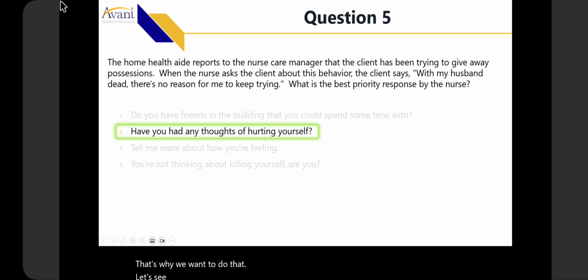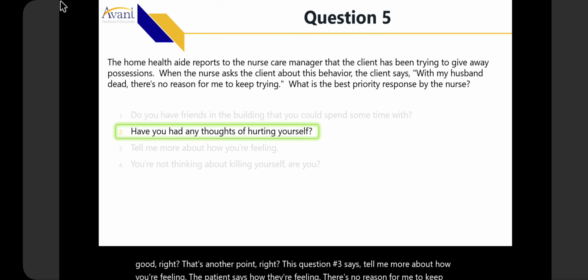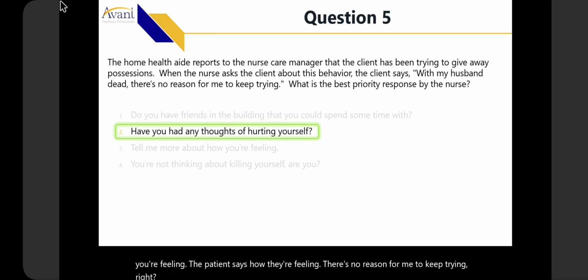Let's see. Vera says, what if it's due to religious beliefs? I'm not sure what you mean by that. Right, and Nalini says the patient has already voiced how they're feeling, right? That's another point. Question number 3 says, tell me more about how you're feeling. The patient says how they're feeling. There's no reason for me to keep trying, right? Okay.